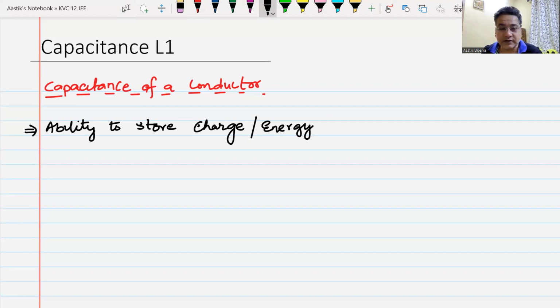A conductor can store charges. That's not a good way of saying it. A conductor can store energy. How does it store energy? Whoosh. How does it store energy? What type of energy does it store?